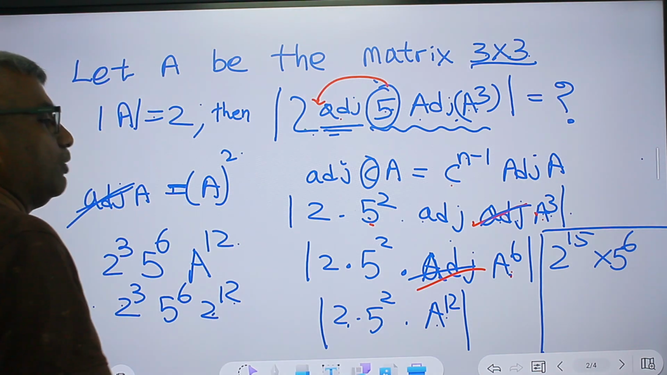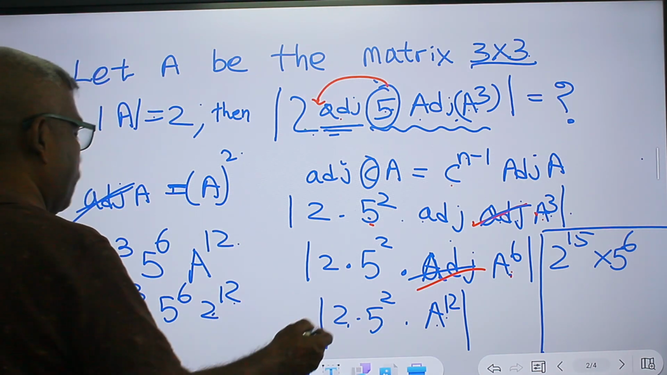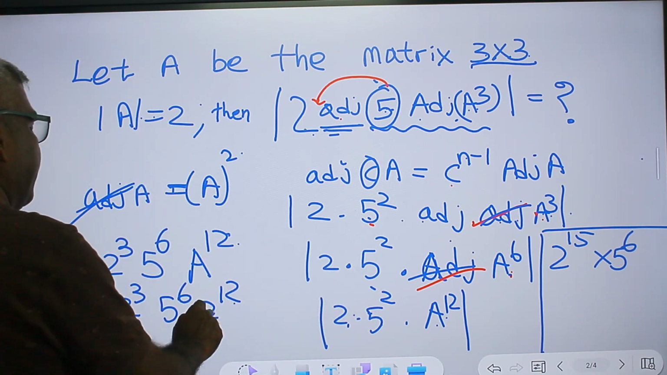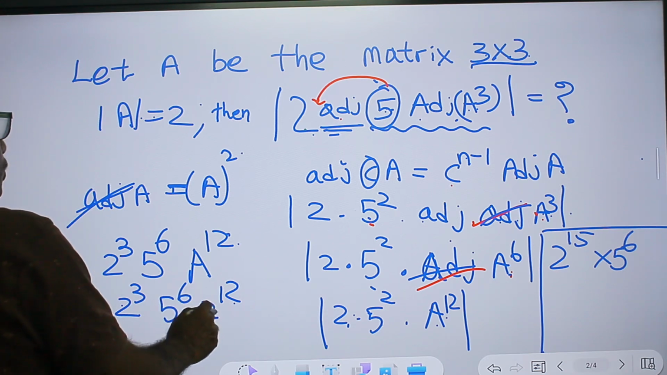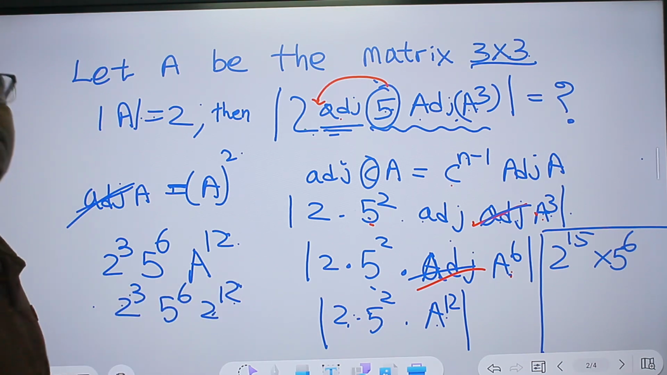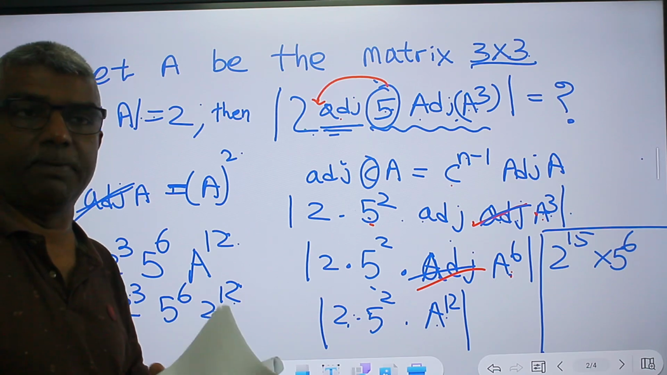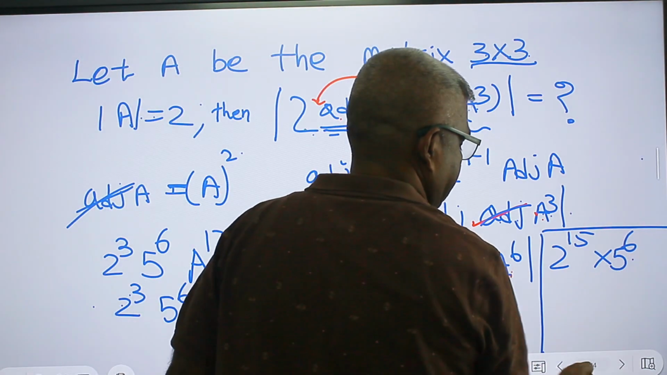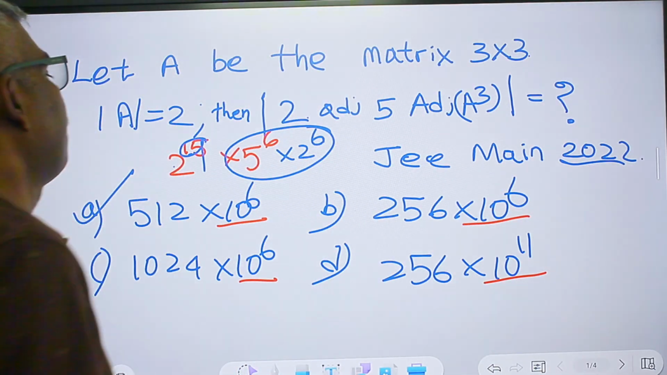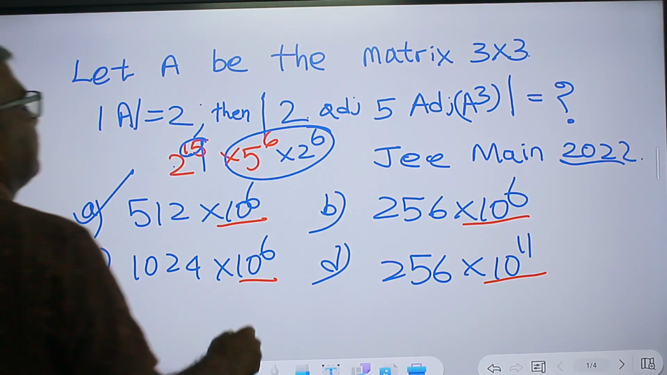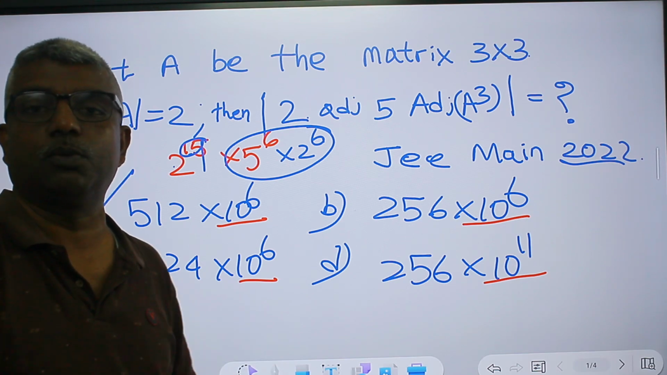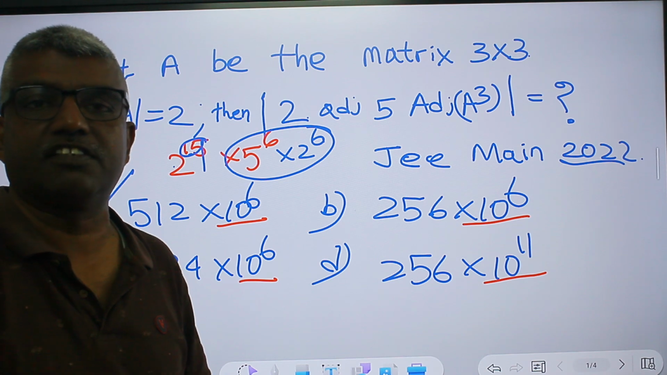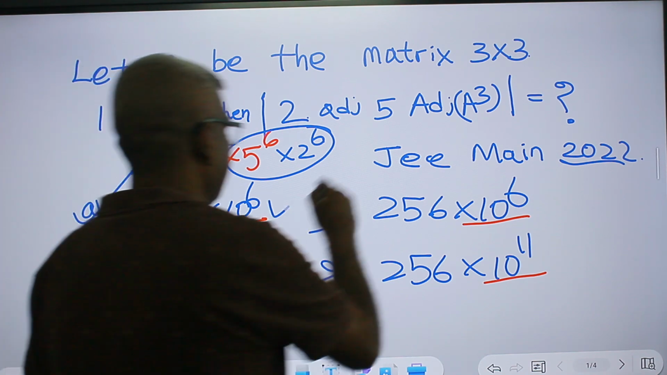If we take out from the determinant, it will be 2 cube, 5 power 6, A power 12. Determinant of A they have given as 2. So 2 power 12, and since a power m times a power n is a power m plus n, it gives 2 power 15 times 5 power 6. In the options there is no 5 power 6, but 10 power 6 is there. So 2 power 15 I split into 2 power 9 times 2 power 6. 2 power 6 times 5 power 6 is 10 power 6. So 512 times 10 power 6.